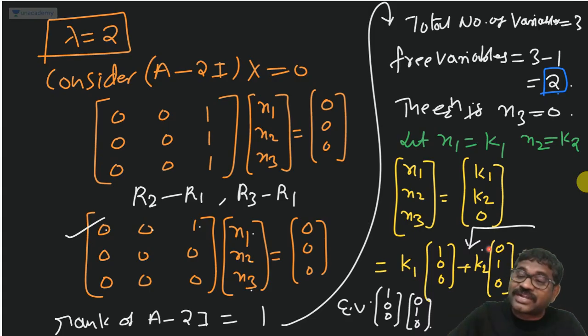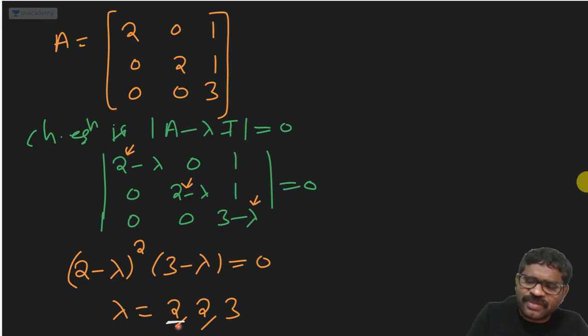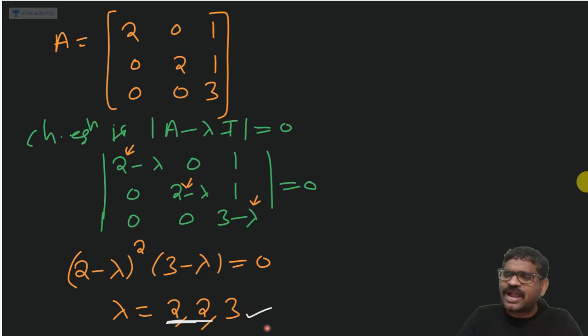Here, whatever vectors you got with the help of free variables k1, k2, those two vectors are independent eigenvectors. Corresponding to repeated eigenvalue 2, you got two independent eigenvectors. For 3, 100% one independent, because it is a distinct eigenvalue. That's why compulsorily you are going to get one independent eigenvector corresponding to eigenvalue 3. I am going to find it out.